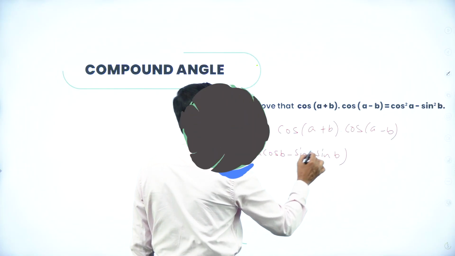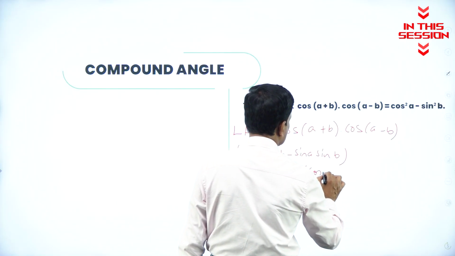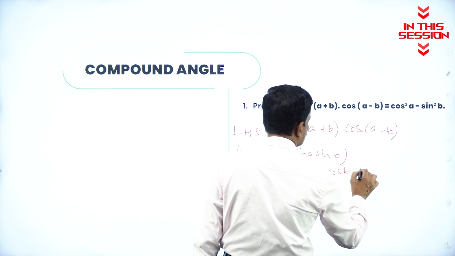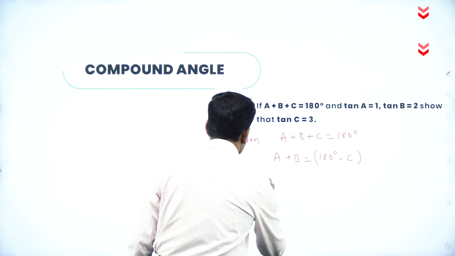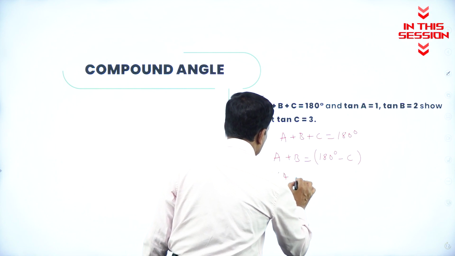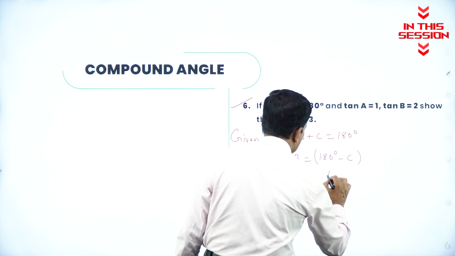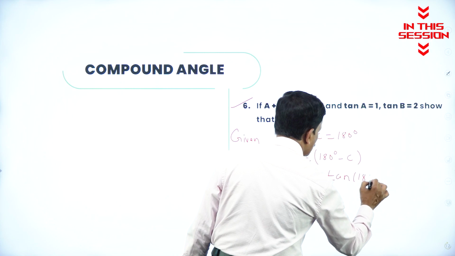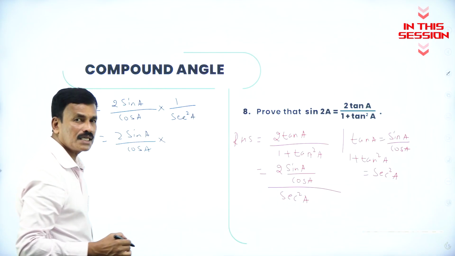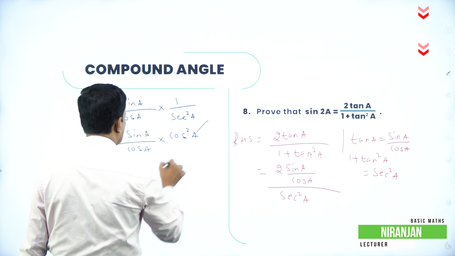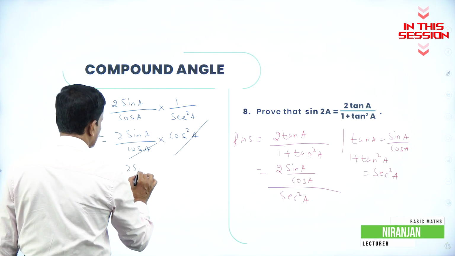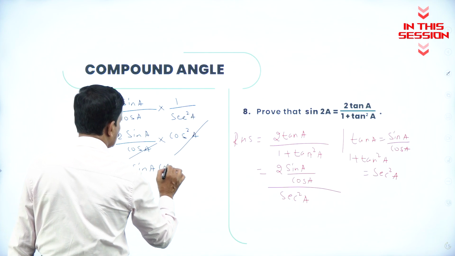What is the formula for cos A minus B? Cos A minus B is equal to cos A cos B plus sin A sin B. Take tan on both sides. So this is tan of A plus B is equal to tan of 180 minus 1 by secant. 1 by secant is nothing but what? Cos square A. So one cos gets cancelled. In the numerator we have 2 sin A into cos A.